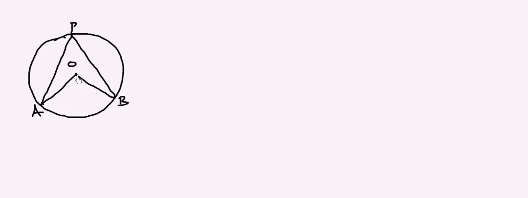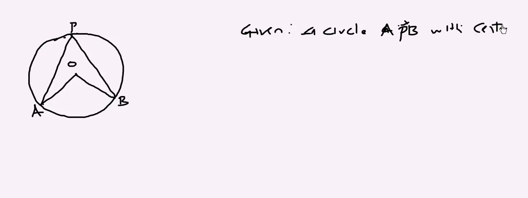So we are given a circle APB with center O. We're trying to prove that AOB is equal to 2 times APB. We said AOB is equal to 2 times APB.